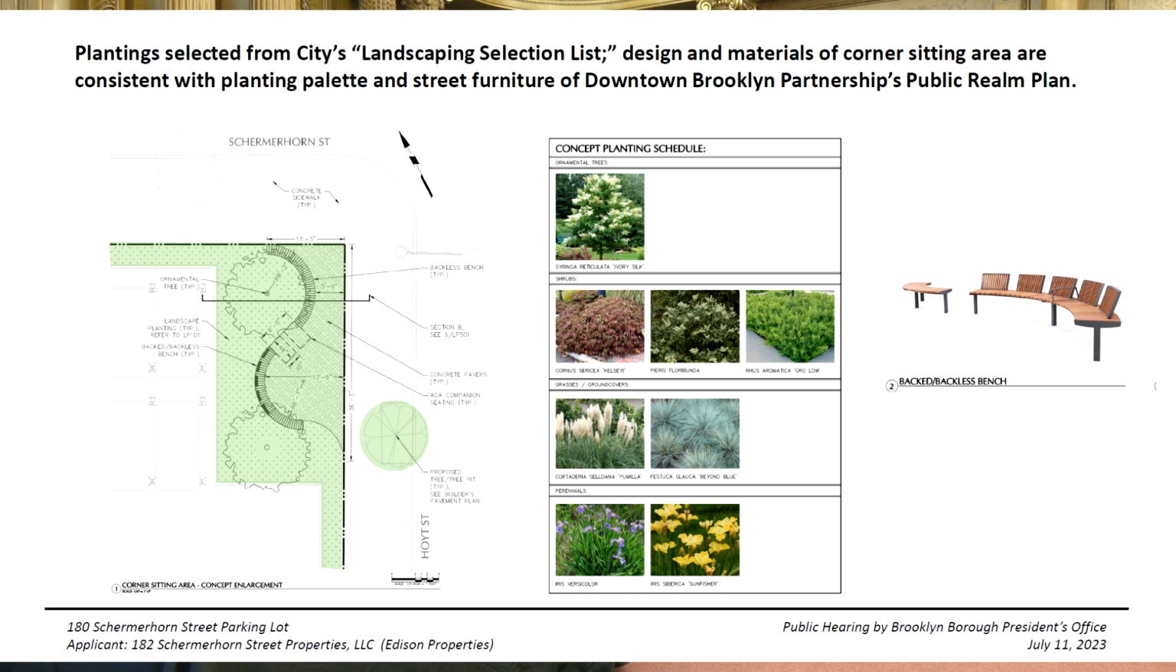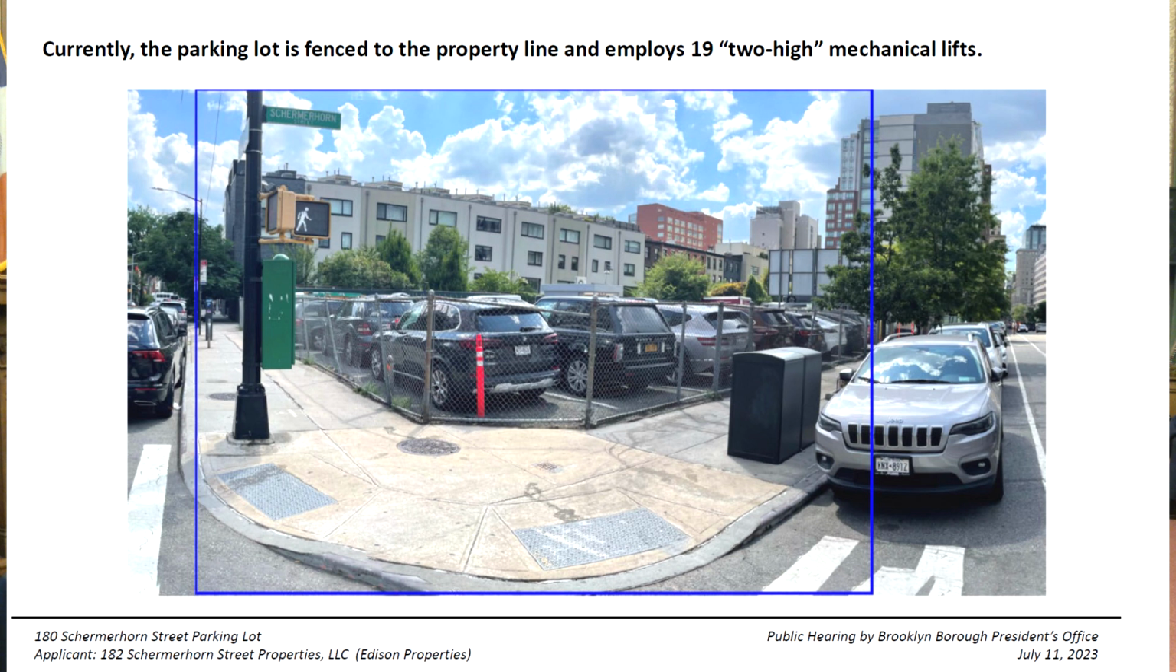We're proposing to have 2 rows of 4-high mechanical lifts. You can see them here. You can also see the corner sitting area that we were asked to provide. It's more than 50% softscape. The rest, where it's paved, is not permeable pavement, but it is pavers that do allow water to percolate down.